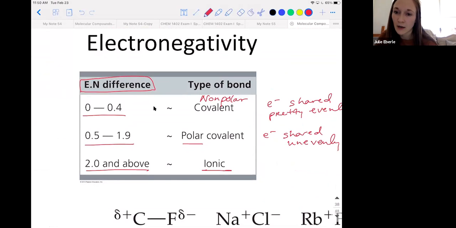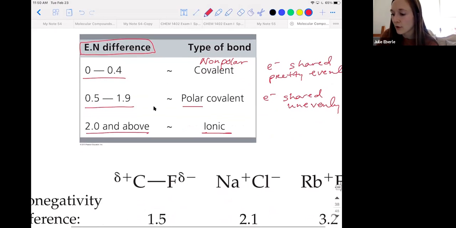Now you have ions. Now the electron has completely jumped ship, and it's gone from one atom to another, and you have a cation and an anion. But an ionic bond is essentially a polar bond on steroids. It's so polar that it's now ionic.